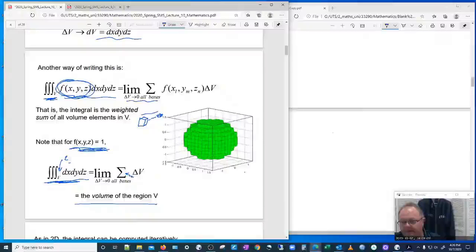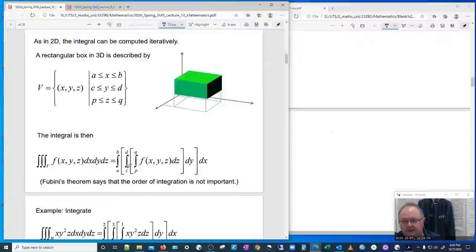Alright, so for some applications it lends itself to a volume of 1. As in 2D, the integral can be computed iteratively. A rectangular box in 3D is described. So these will be simpler ones. We wouldn't give you a nightmarish transformation, for example, a polar transformation or other. But yes, you can do all of that with triple integrals. So what we would do is keep it simple, probably where you'd be able to invoke Fubini's.